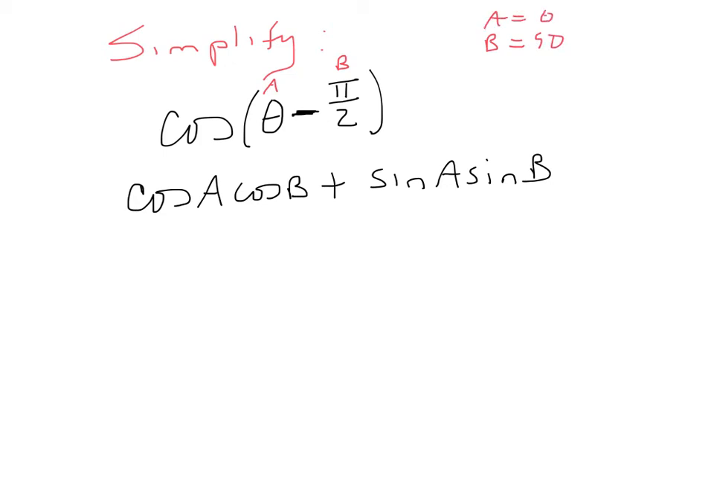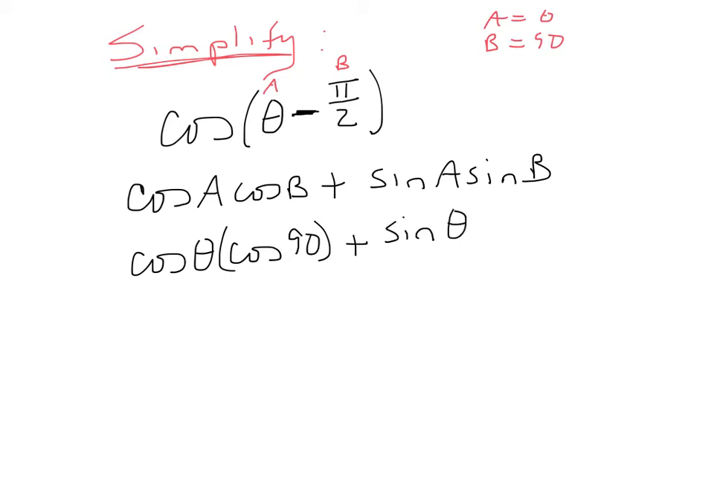Okay, so theta I don't know, and that's fine. I'm just simplifying it. I'm not evaluating it. Notice the directions: simplify. So I'm going to put in the cos of theta, because wherever I see an A, I put a theta, cos of 90. And that can get converted because I know that. That's a quadrantal. Plus sine of theta, sine of 90. And that's going to get converted.